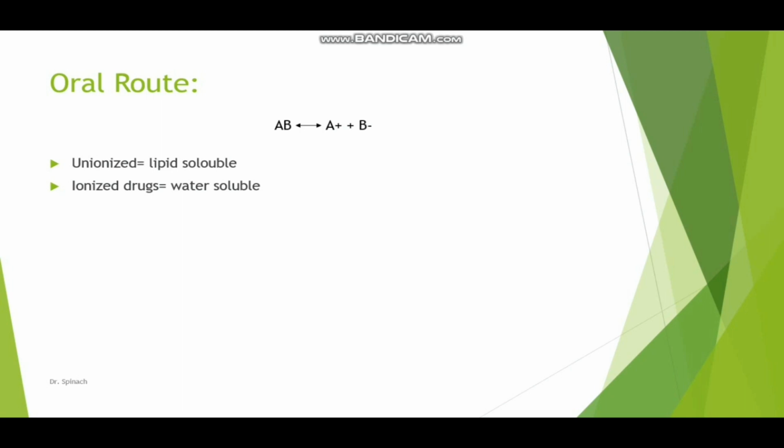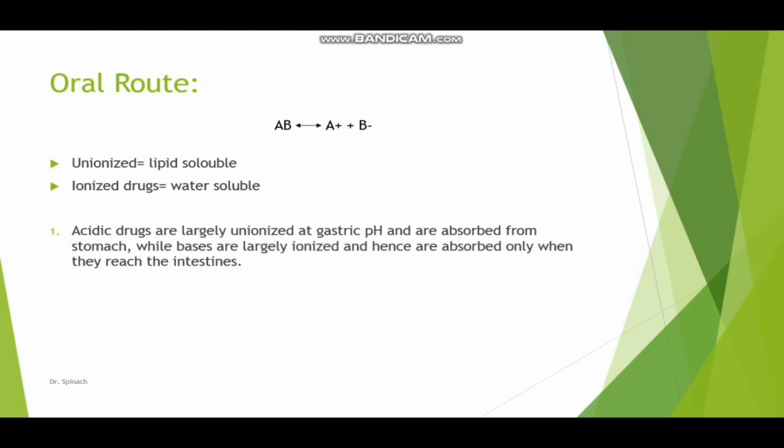Which takes us to the first important point of the oral route, that is, acidic drugs, for example aspirin, are largely unionized at acid gastric pH and are absorbed from the stomach, while bases, for example atropine, are largely ionized and are absorbed only when they reach the intestines. Let's understand this in a bit more detail: why and how is this happening? Why are acidic drugs unionized in the stomach and bases unionized in the intestines?